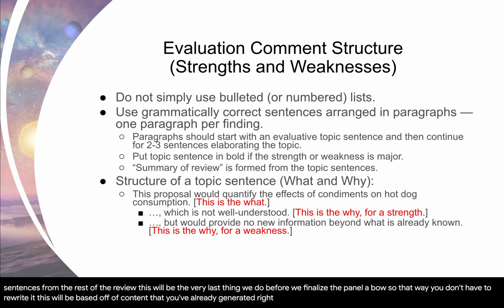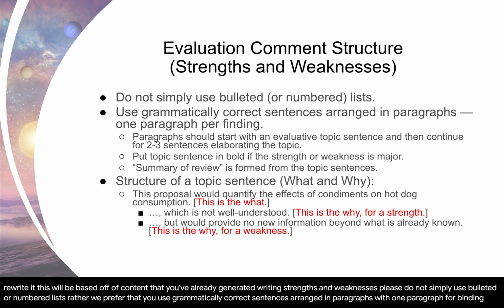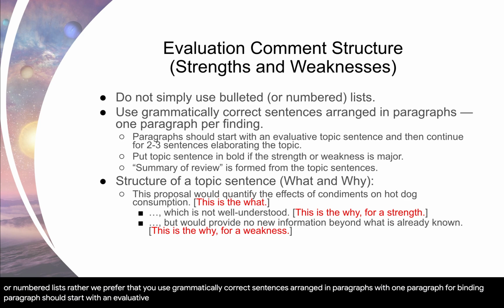When you're writing strengths and weaknesses, please do not simply use bulleted or numbered lists. Rather, we prefer that you use grammatically correct sentences arranged in paragraphs, with one paragraph per finding. Paragraphs should start with an evaluative topic sentence and then continue for 2 to 3 sentences elaborating on the topic. Please put the topic sentence in bold if the strength or weakness is major.